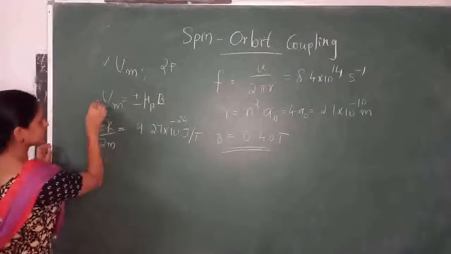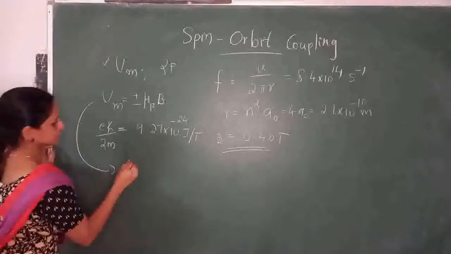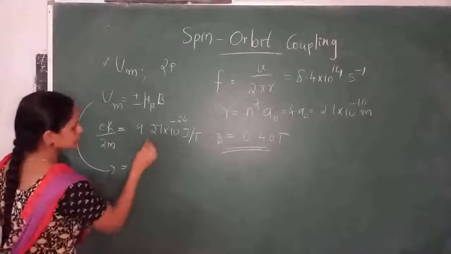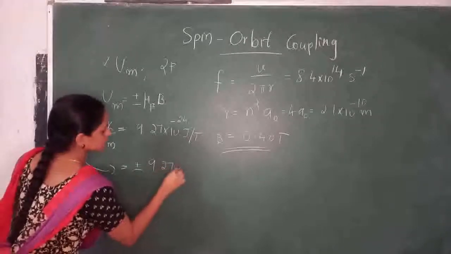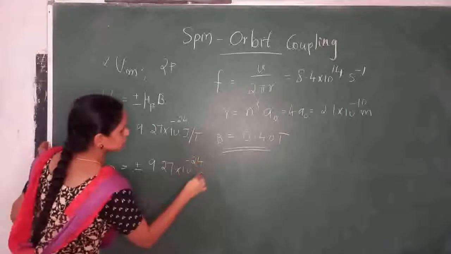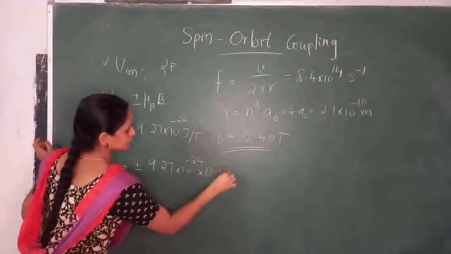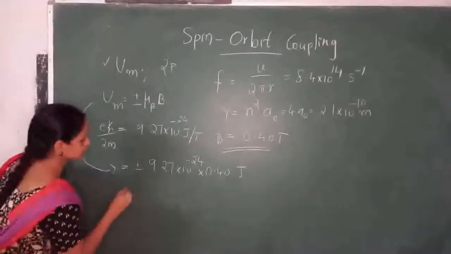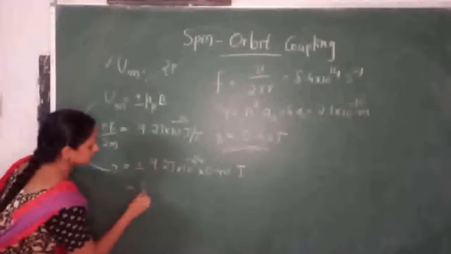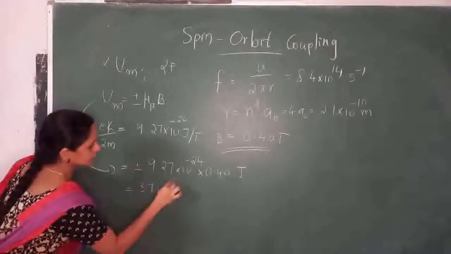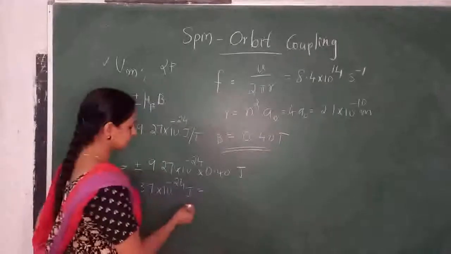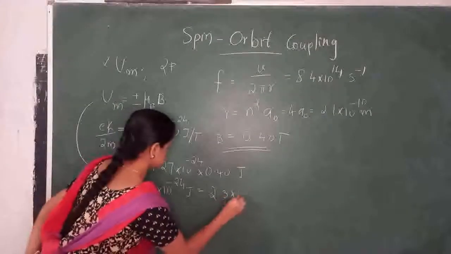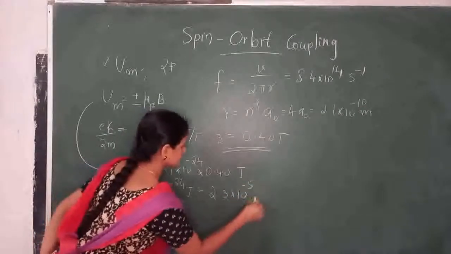So U_m is given by plus or minus this value: 9.27 into 10 raised to minus 24 into 0.40. That much joule. This is joule per Tesla times Tesla, so joule. Then this is equal to some 3.7 into 10 raised to minus 24 joule. In electron volt, we have to divide it by 1.6 into 10 raised to minus 19, that is 2.3 into 10 raised to minus 5 electron volt.